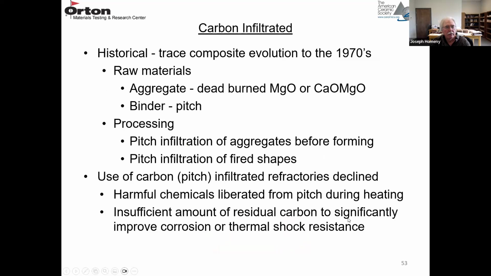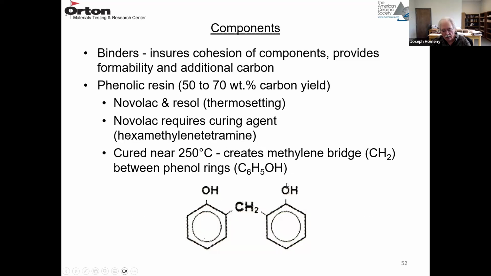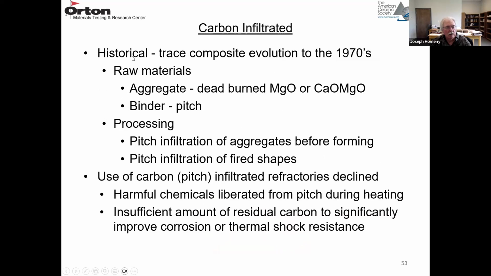Okay, I'd like to stop there. And next time we'll go over all the different kinds of composite compositions. We'll start with the historical, which ones were first made, and then we'll describe all the ones that are currently made. So I think we'll stop there, and we'll finish up on Wednesday with all the different compositions of the composites and where they're used and how they're made.